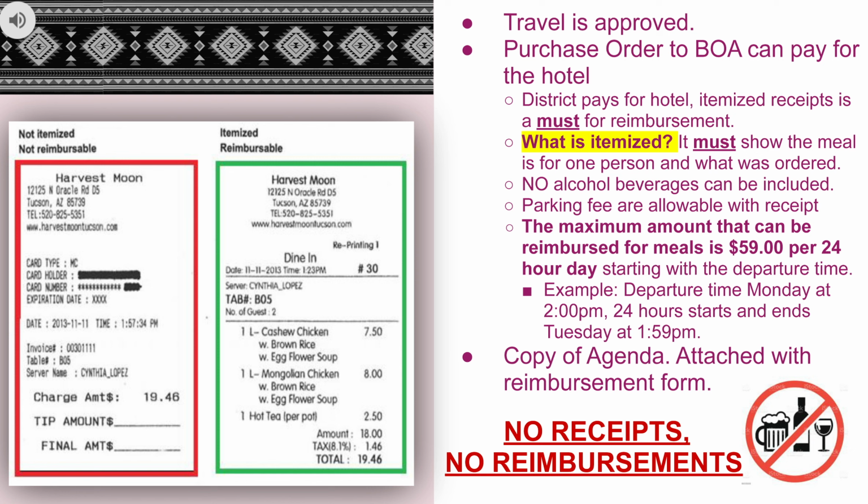The maximum amount that can be reimbursed for meals is $59 for 24-hour days, starting with the departure time. An example, your departure is Monday at 2 p.m. 24-hour starts and ends Tuesday at 1:59 p.m. A copy of the agenda, certificates, sign-in sheets, and additional documentation must be attached with reimbursement form.